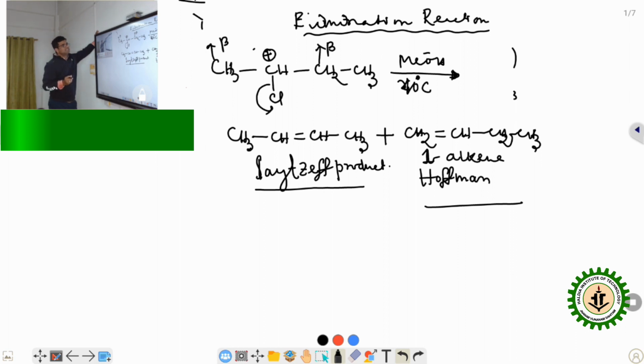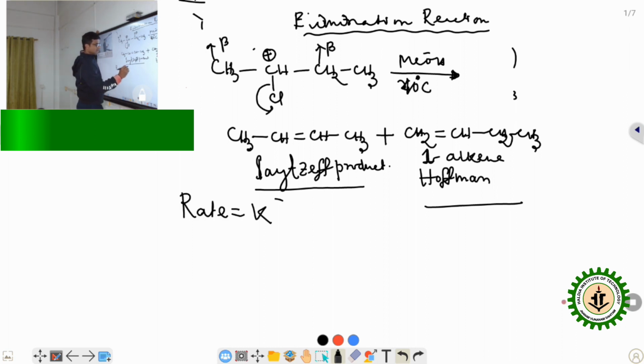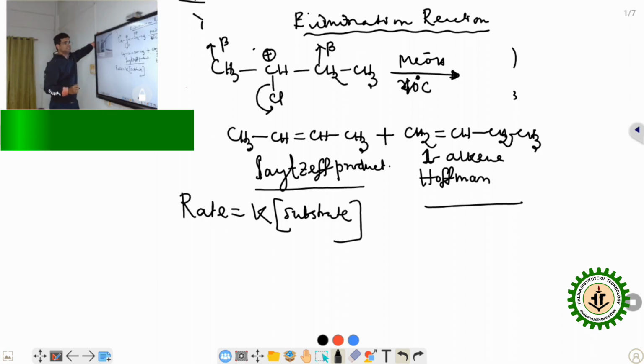Now this is actually an elimination reaction, the E1 elimination reaction, and here of course the rate can be expressed as rate equals k times the concentration of substrate. But here the role of solvent was already discussed: a polar solvent will be used just to help ionize the alkyl halide into a stable carbocation.